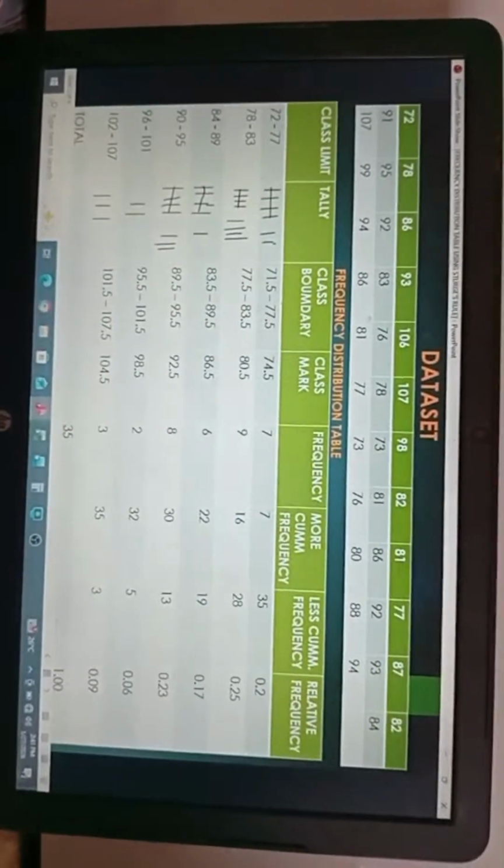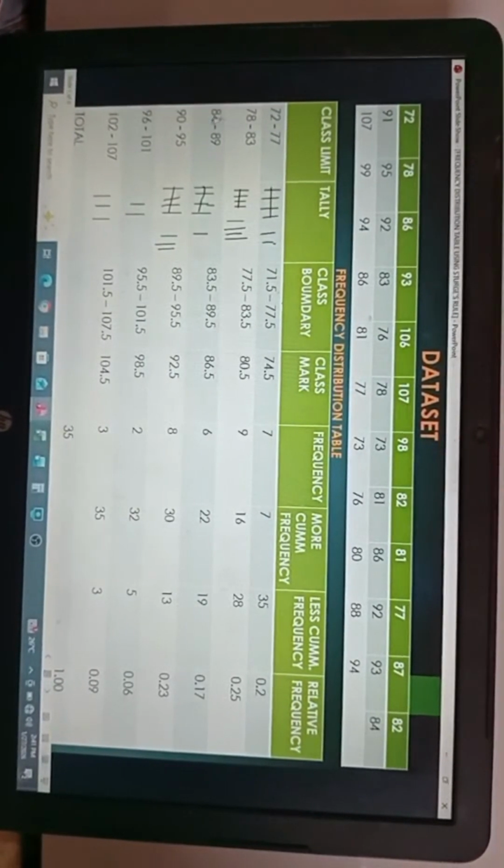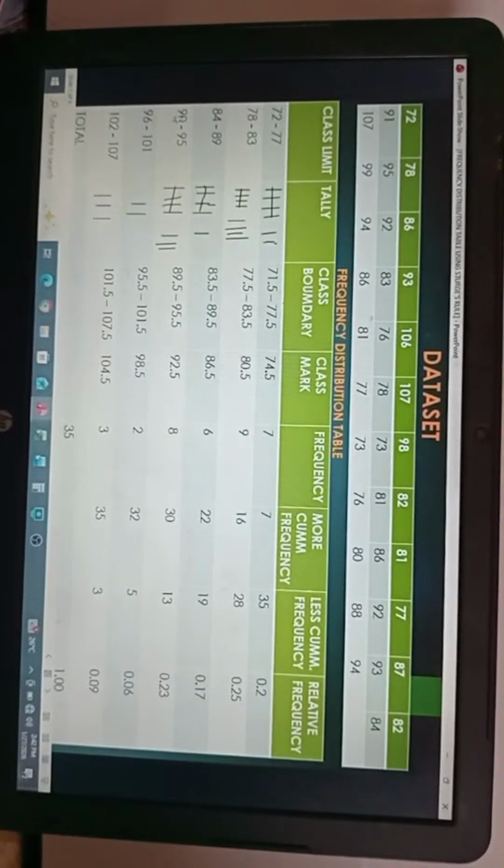We are going to add 6 to all these values. 84 plus 6, 90. 90 plus 6, 96. 96 plus 6, 102. The same thing will occur to the upper class limit, 83 plus 6, and so on and so forth.